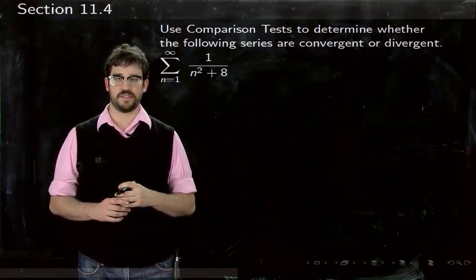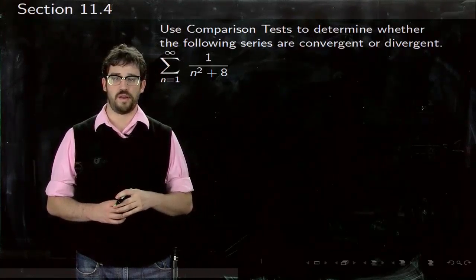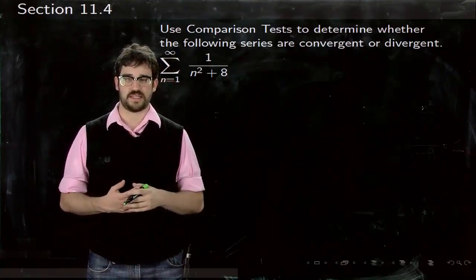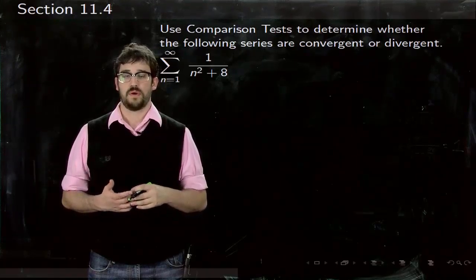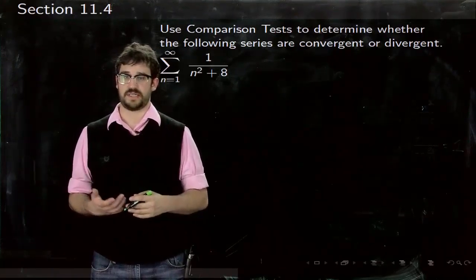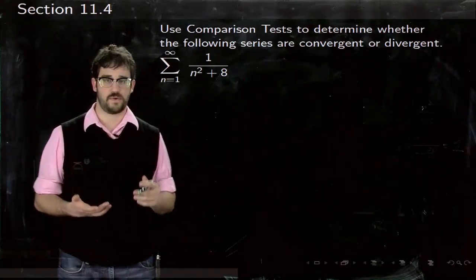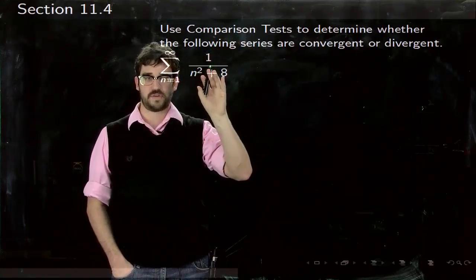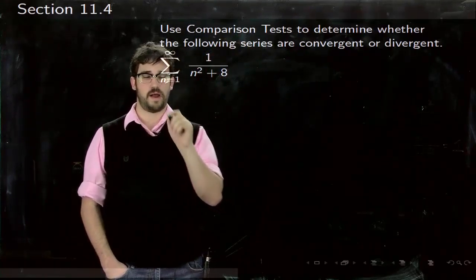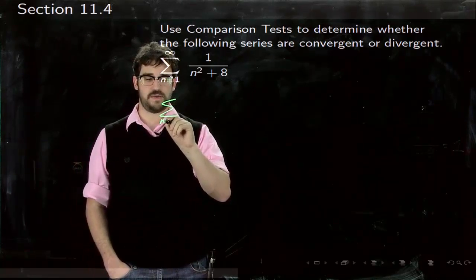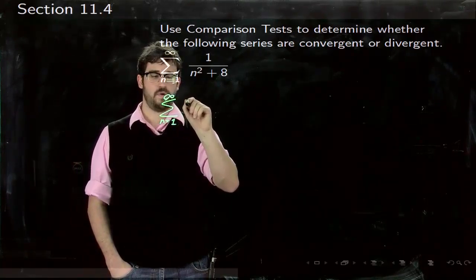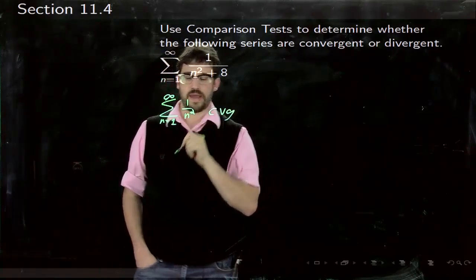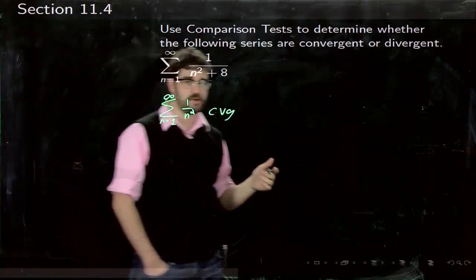Suppose we're given the series n equals 1 to infinity of 1 over n squared plus 8. How would we be able to use a comparison test to deal with this problem? Well, for me, limit comparison test is again going to be the easiest and the quickest because we have nothing on top here and we have n squared as the highest term there. So we should probably compare it to the series from n equals 1 to infinity of 1 over n squared, which we know converges.